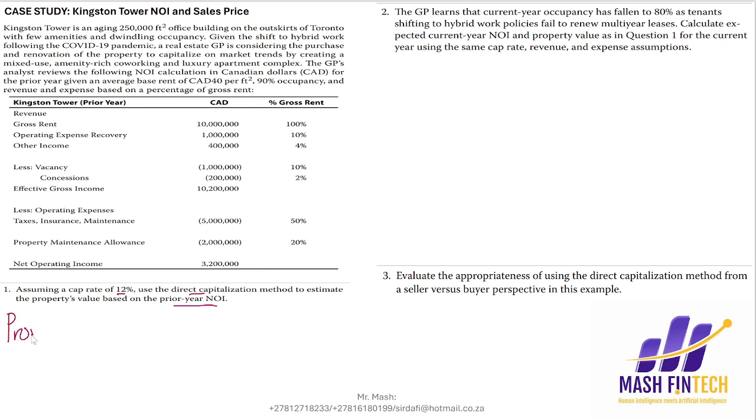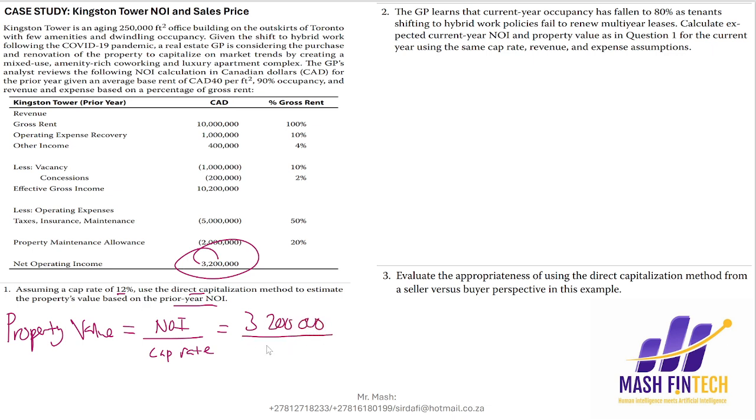The property value would then be equal to the expected net operating income divided by the cap rate. This is very easy. The net operating income is given here, 3,200,000. This is divided by the cap rate, which is 12%, 0.12. When we divide these two, we get the final answer of 26,666,667 Canadian dollars. So, like I said, this is pretty straightforward.